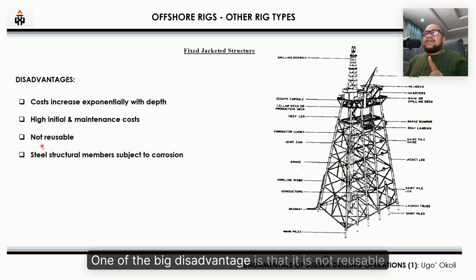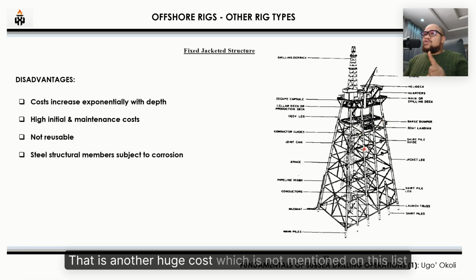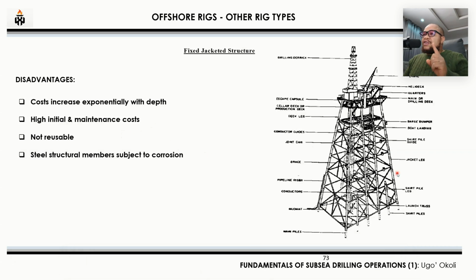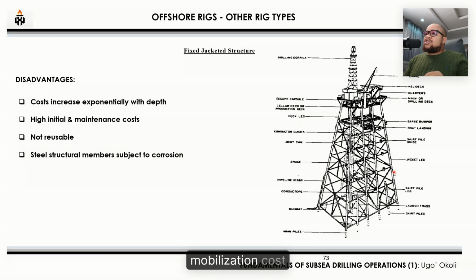One other big disadvantage is that it is not reusable. So once we are done here, this will be demobilized and it will be taken away. That's another huge cost, which is not mentioned on this list. The cost of demobilizing this jacket is in fact sometimes 1.5 times or 2 times the demobilization cost.